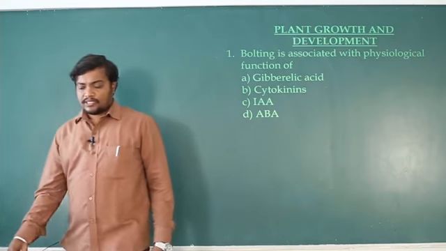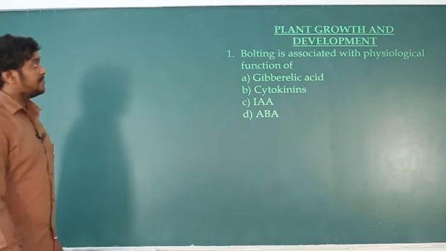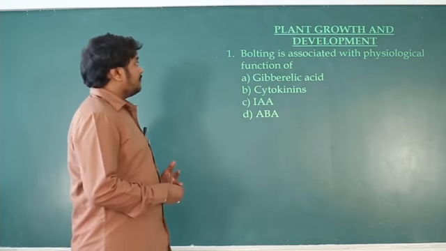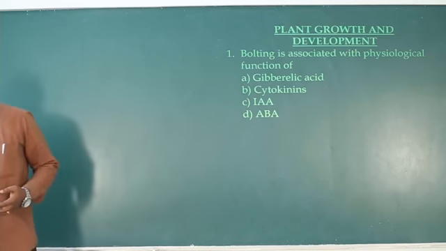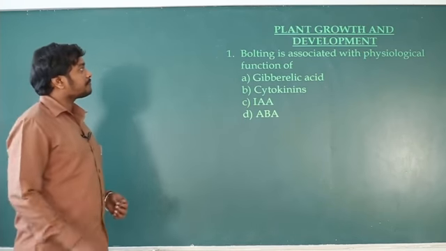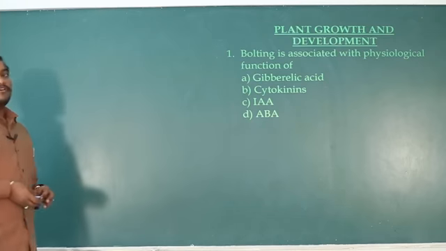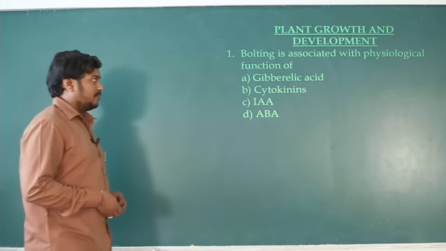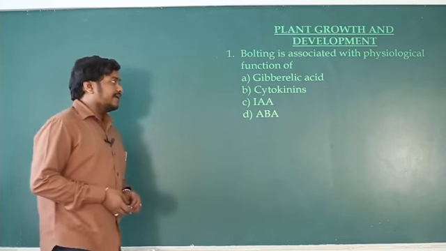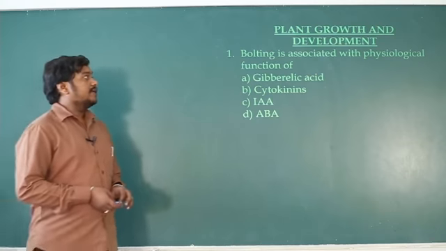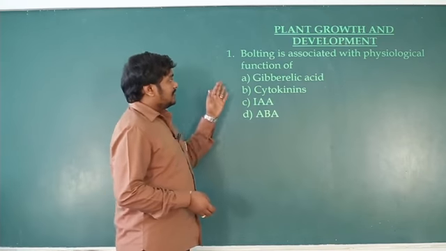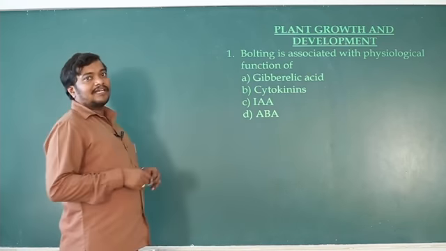Okay, so far we completed the synopsis for the chapter plant growth and development. Let's discuss some questions from this chapter. Bolting is associated with physiological function of which hormone? Plant hormone: gibberellic acid, cytokinin, IAA, ABA. Okay, so gibberellic acid is responsible for increase in internode.